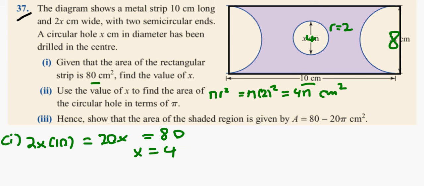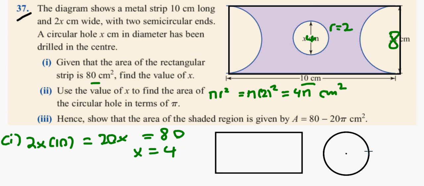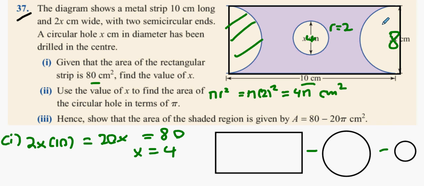So, it's the area of the rectangle, take away the area of the large circle, take away the area of the... Does everybody get that picture? Area of rectangle, take away the large circle, take away the small circle. Everybody gets that the large circle is these two parts combined. Okay? So how are we going to do this?